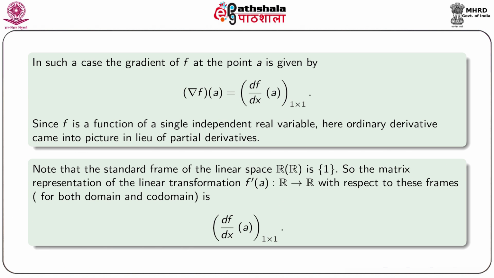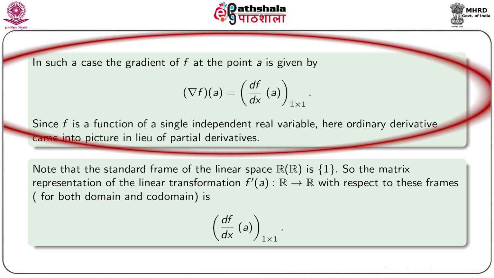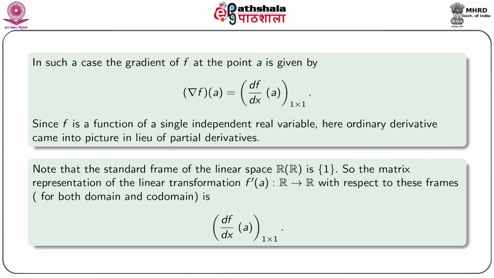In such a case, the gradient of f at the point a exists and it is given by grad f at a equal to df/dx at a. Clearly, this will be a vector in R. So, we can represent it as a 1 by 1 matrix. As f is a function of a single independent real variable, here the ordinary derivative came into the picture in lieu of partial derivatives.